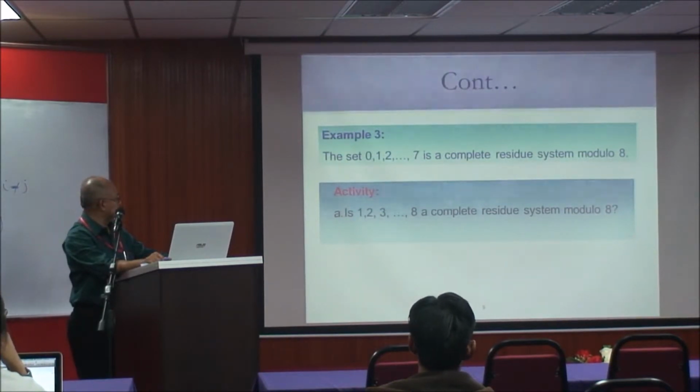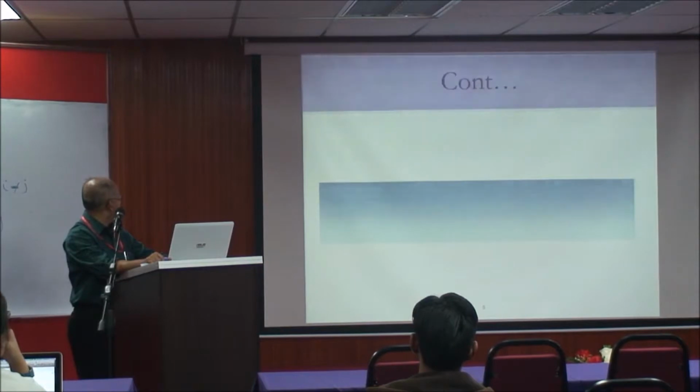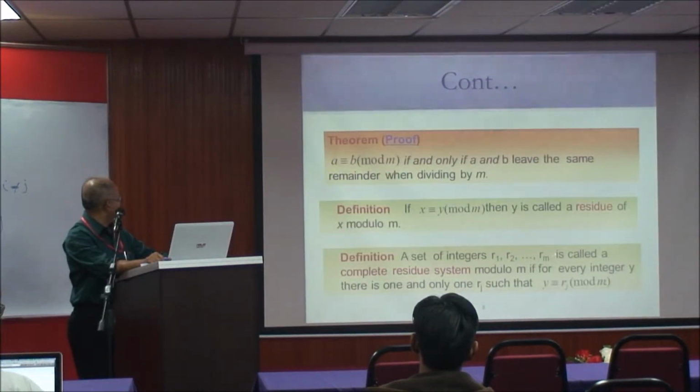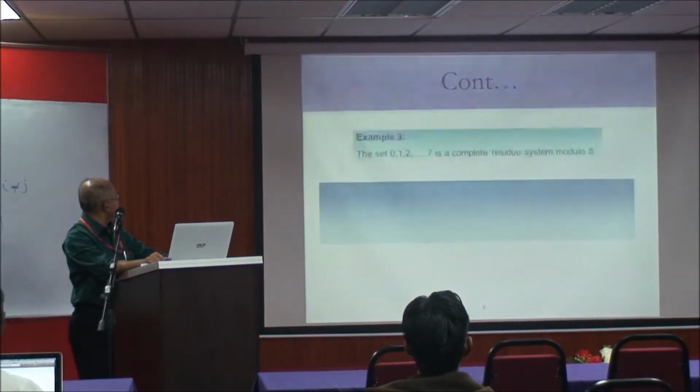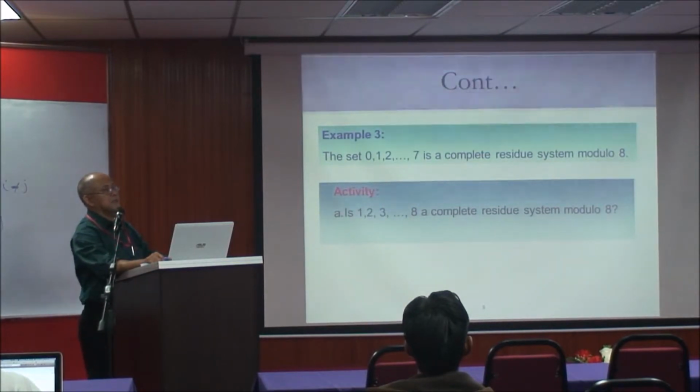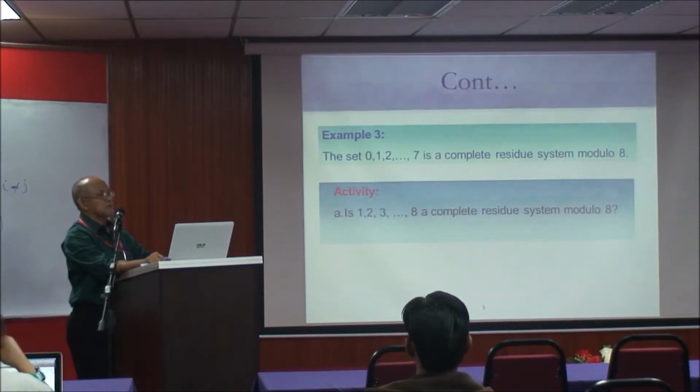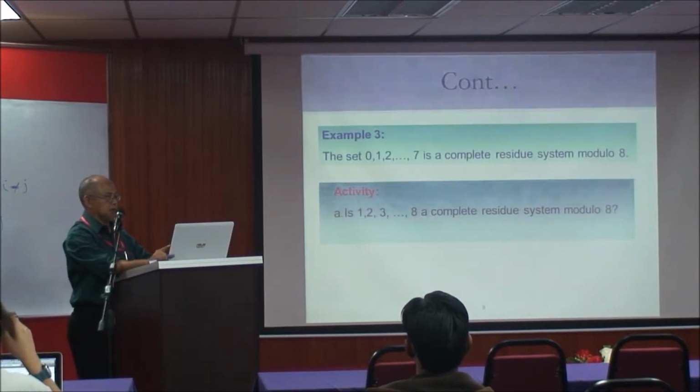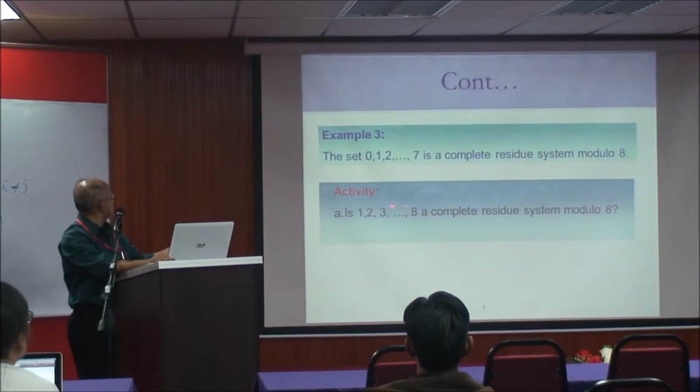So can we consider that to be a complete residue system modulo 8? According to the definition, it is a complete residue system if any integer will be congruent to exactly one of them in the set. So does that apply to the second set? Definitely for the first set it applies, right? But for the second set, does it also apply? Given an integer, is it congruent to exactly one of these? The difference is only these two numbers, right?